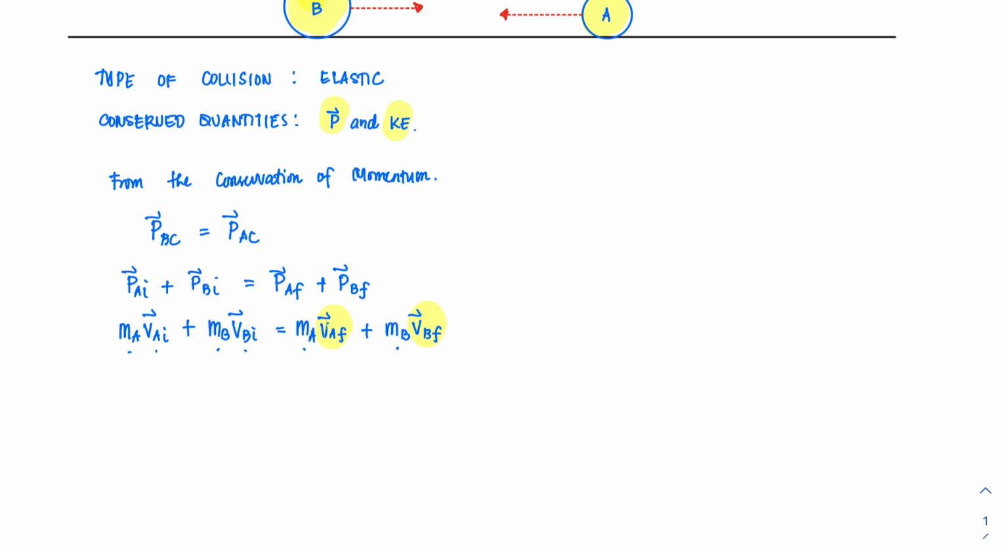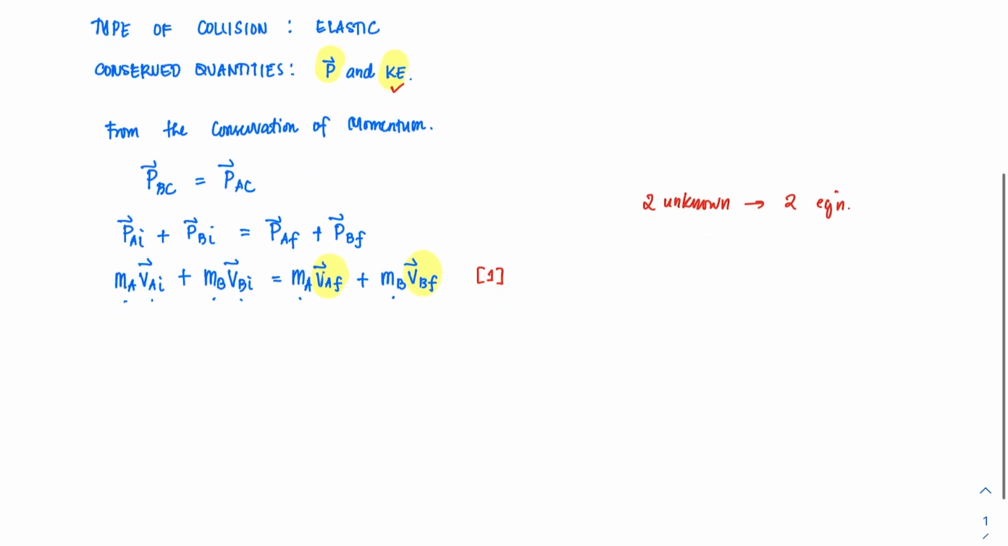So that means to say that if this is your equation 1, you need another equation, because in algebra, as I keep on saying, if you have two unknowns, you need to have at least two equations also. We need at least two equations. So we only have one equation, so we need another equation, and we will be utilizing the kinetic energy.